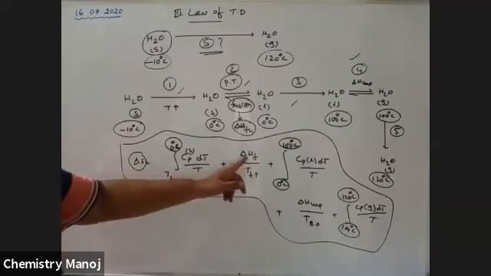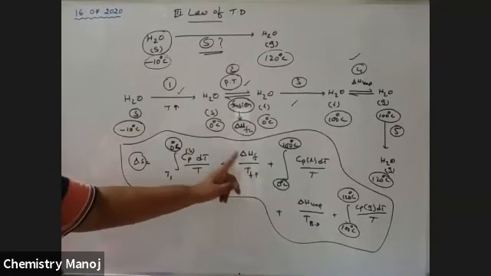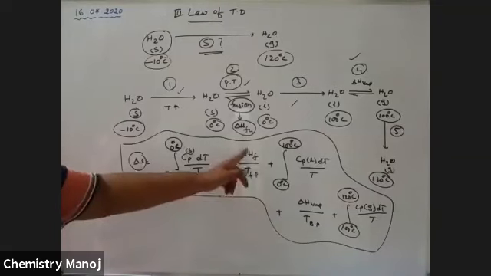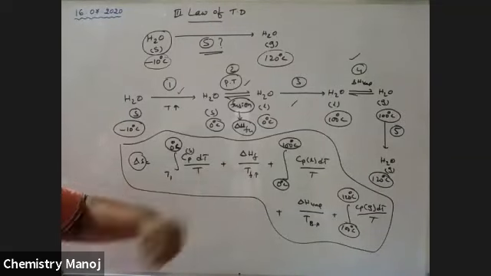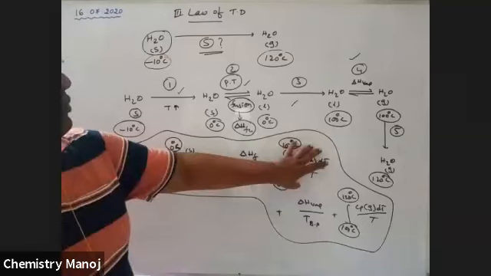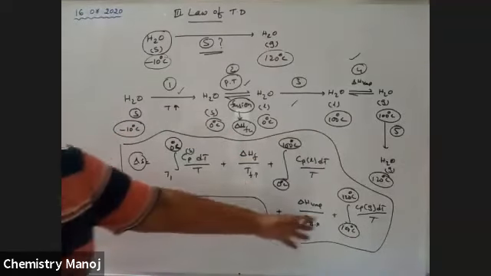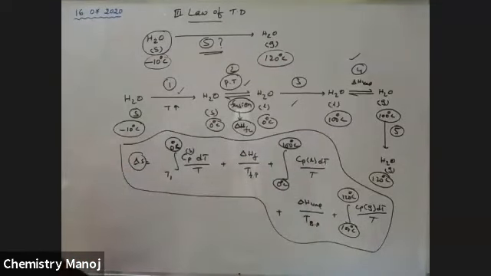For entropy, Q reversible by T, where Q is equal to delta H vaporization. Therefore, delta H vaporization by T, where T is the freezing point. It is also delta S already given. So these are the different cases. Very important, my dear boys. Very important. Okay, so please learn carefully.